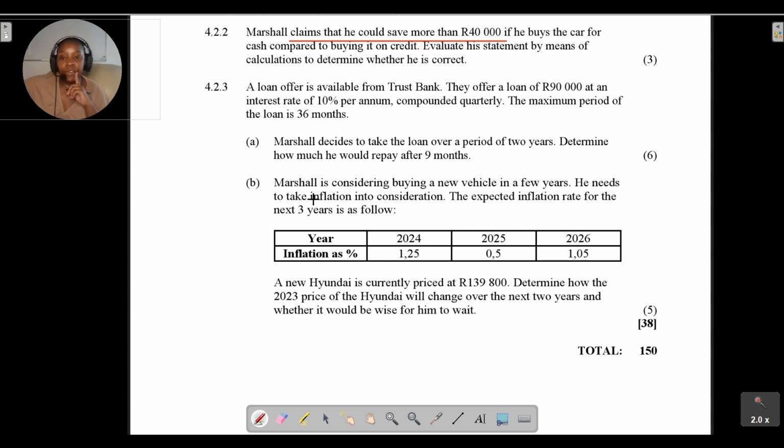Now let's look at question 4.2.3. A loan offer is available from Trust Bank, and they offer a loan of 90,000 at an interest rate of 10% per annum, and the interest rate is added every quarter. The maximum period of the loan is 36 months. Now, question A says Marshall decides to take the loan over a period of 2 years. Determine how much he would repay after 9 months.